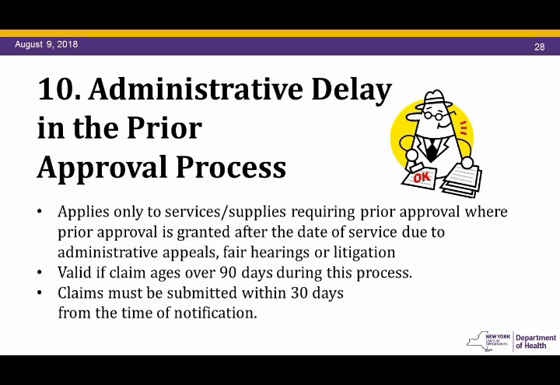10, administrative delay in the prior approval process. This applies only to services and supplies requiring prior approval where prior approval is granted after the date of service due to administrative appeals, fair hearings, or litigation. It's valid if the claim ages over 90 days during this process, and the claims must be submitted within 30 days from the time of notification.